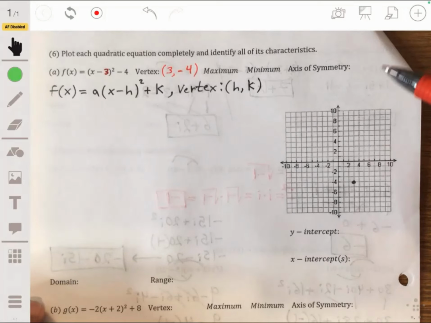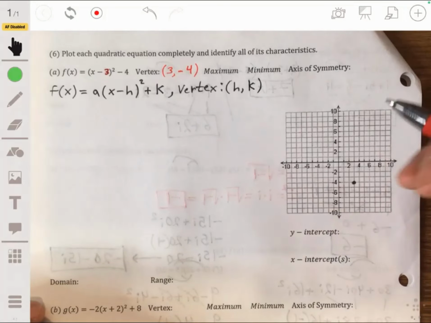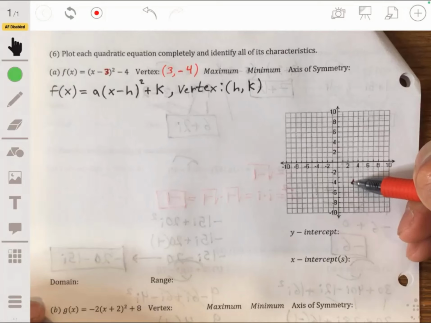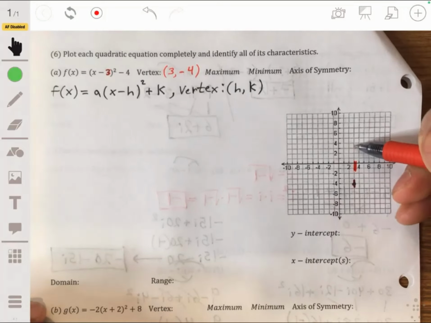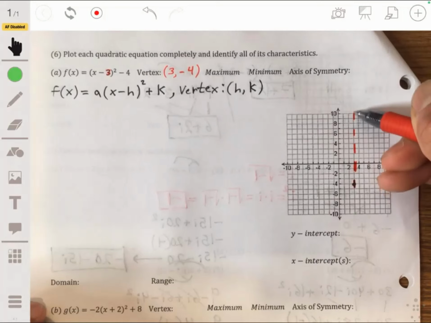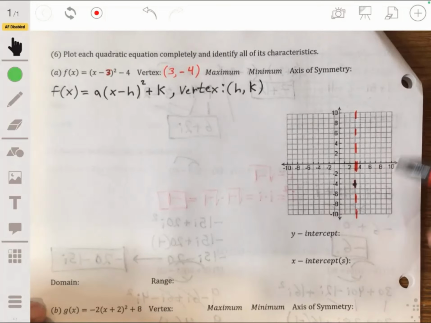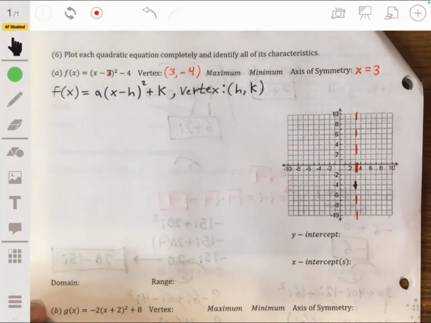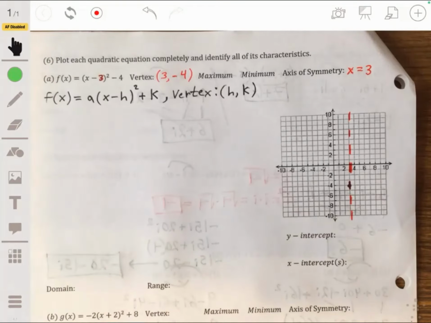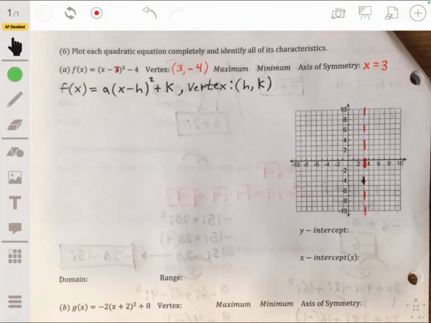Now, the vertex, remember, is like the middle of the graph. So our axis of symmetry is going to run through this. And so this will be the axis of symmetry, this dashed line, which will be the equation x equals 3. Axis of symmetry really helps you graph your parabola quickly and helps you make sure that you're graphing it correctly.